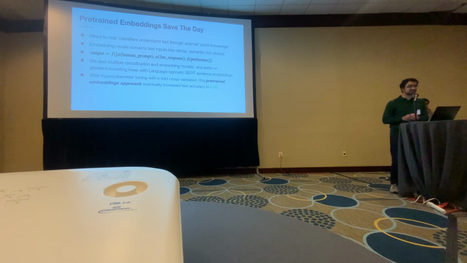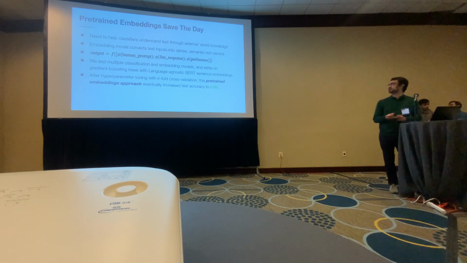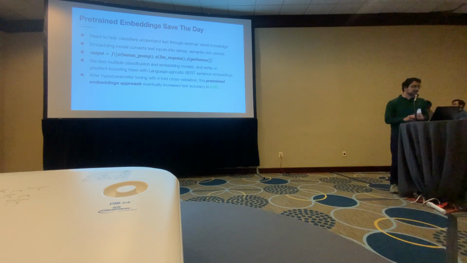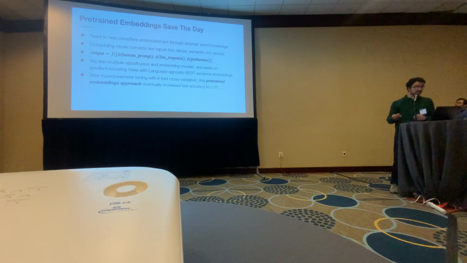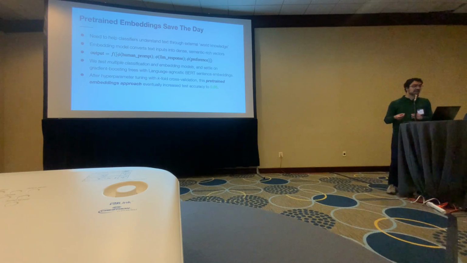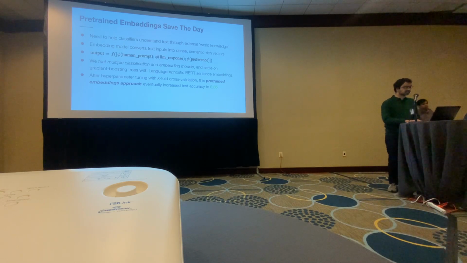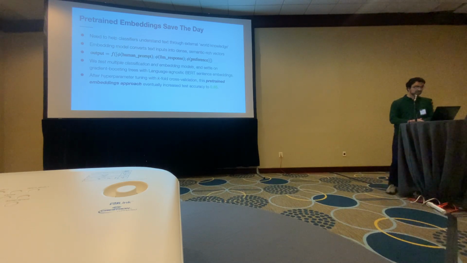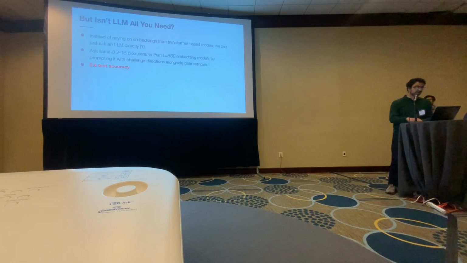These embedding models convert text inputs into dense, semantically rich vectors. How we go about it: we take these three input fields, the human prompt, LLM response, and preference, get their embeddings, feed these embeddings into a machine learning classifier such as random forest, and make a prediction. We test multiple classification and embedding models and settle on gradient boosting trees with LaBSE, language-agnostic BERT sentence embeddings. After hyperparameter tuning with k-fold cross validation, this pre-trained approach eventually increases test accuracy to 0.85.